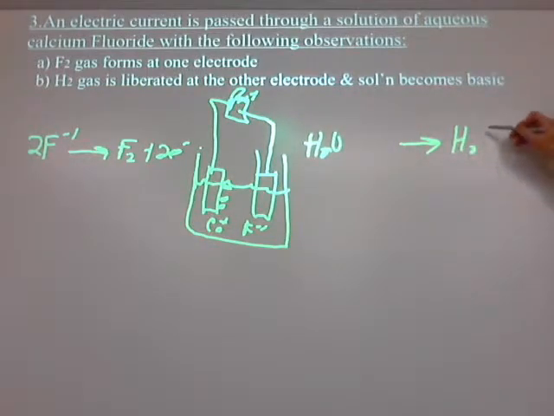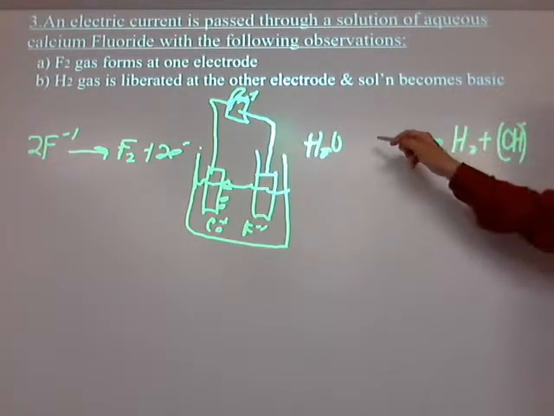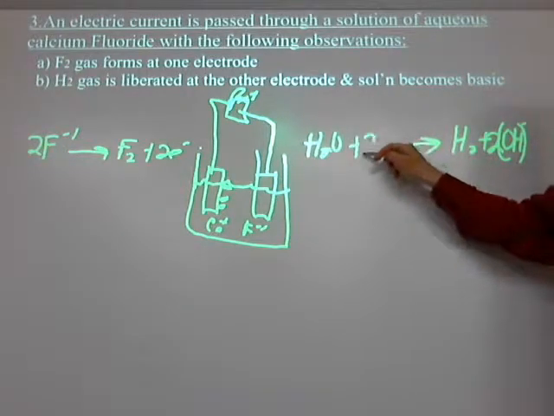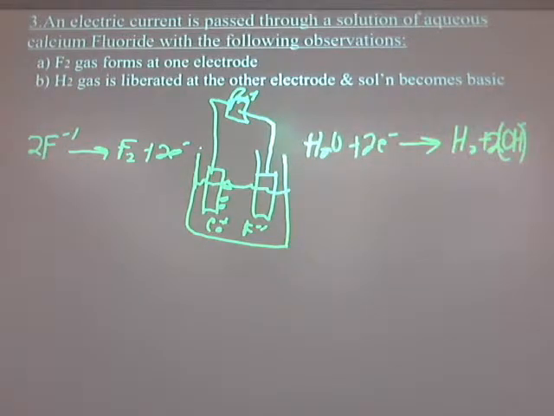I'm also getting a basic solution, which is OH minus, right? So that's how much I know. What must have happened in order for that to happen? I put a 2 in front of there, balance them out, and I'll need 2 electrons to make all that happen. Everybody got that?